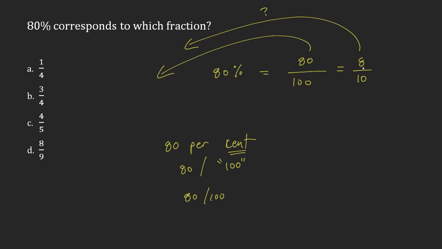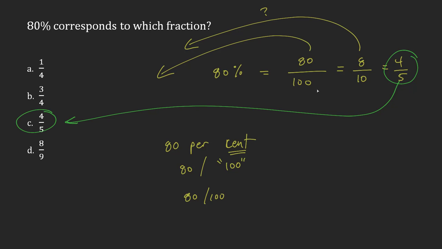But again, this is because these are not as simplified as they could be. What goes into 8 that also goes into 10? Well, 2. 2 goes into 8 4 times. 2 goes into 10 5 times. This is my answer. C is the most simplified version of the fraction 80 over 100.